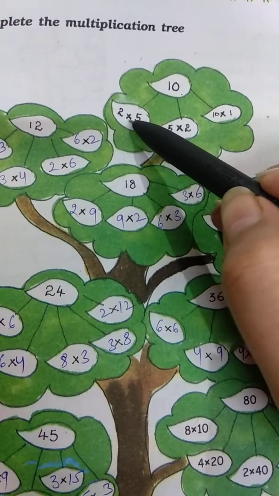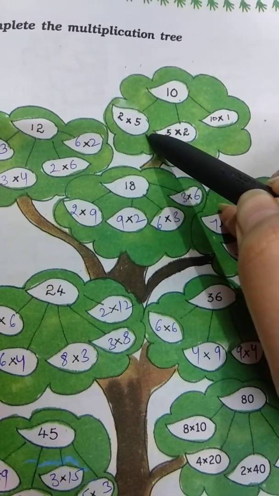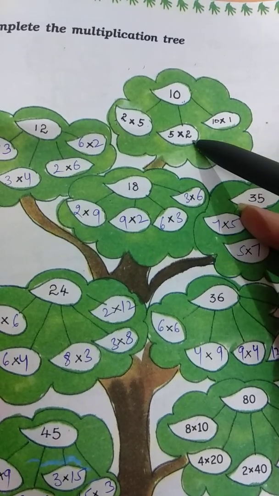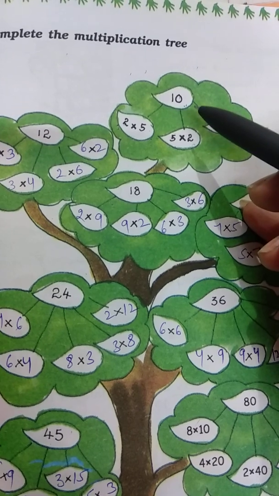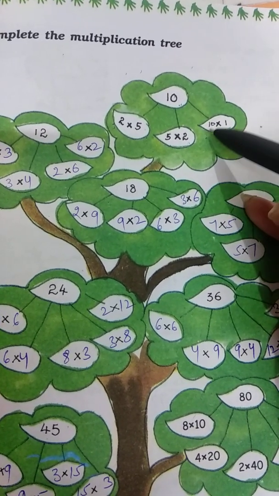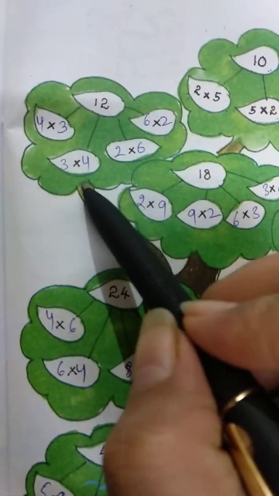You can get it like this. 2 5s are 10, or 5 2s are 10. And और हमें कैसे मिल सकता है 10? 10 multiplied by 1 is 10, 10 ones are 10. Clear? In the same way you have to do this.